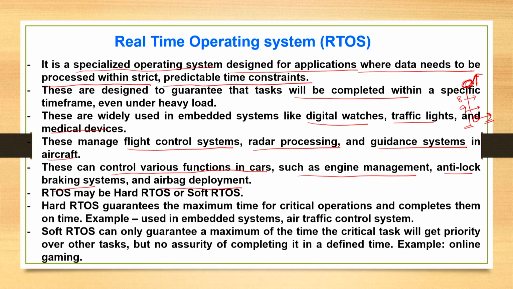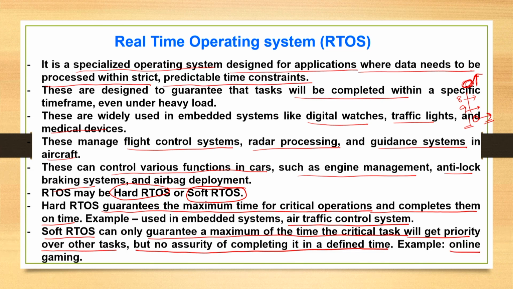This real-time operating system may be categorized as a hard real-time operating system or a soft real-time operating system. Hard means what? It guarantees the maximum time for critical operations and completes them on time. Example is what? Air traffic control system. Soft means what? It only guarantees that the critical task will get priority over other tasks, but no assurance of completing it in a defined time.